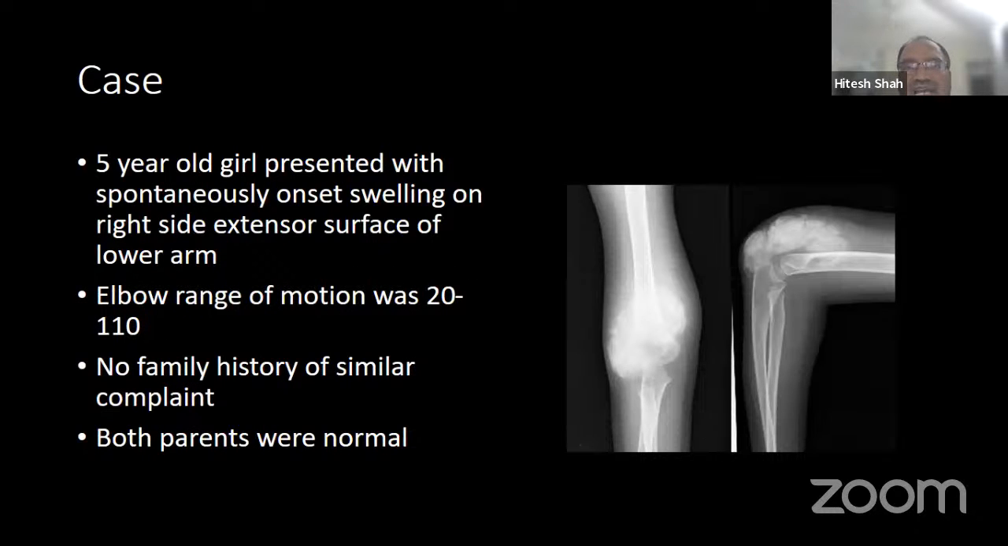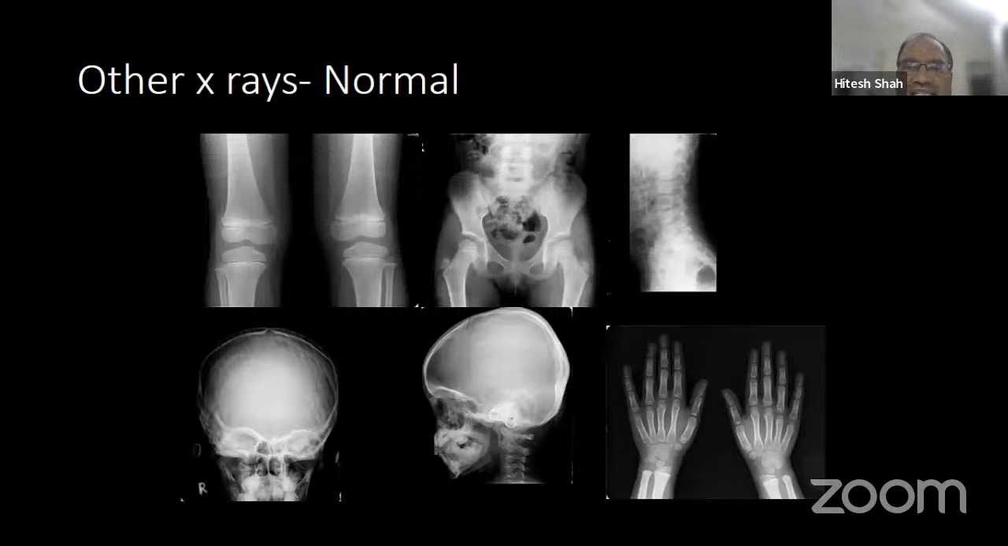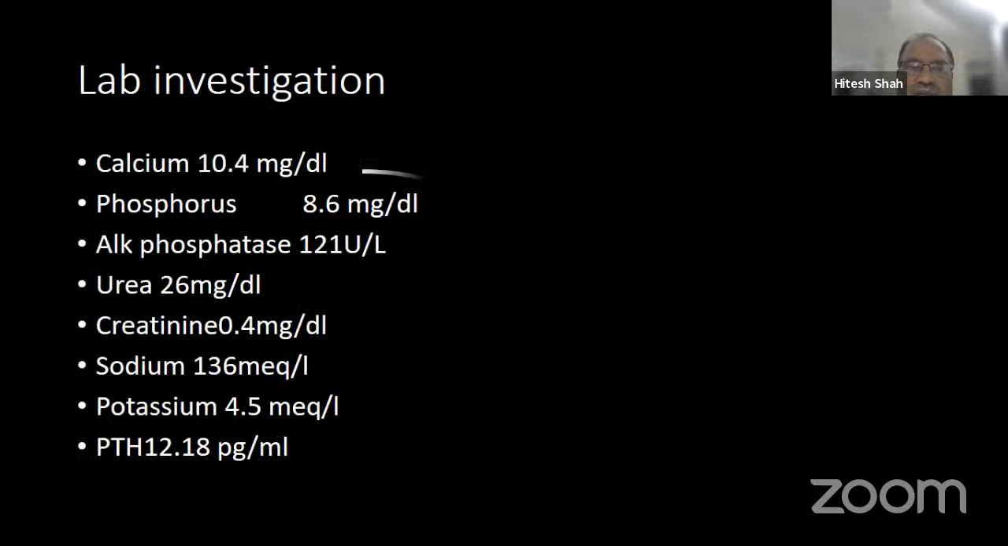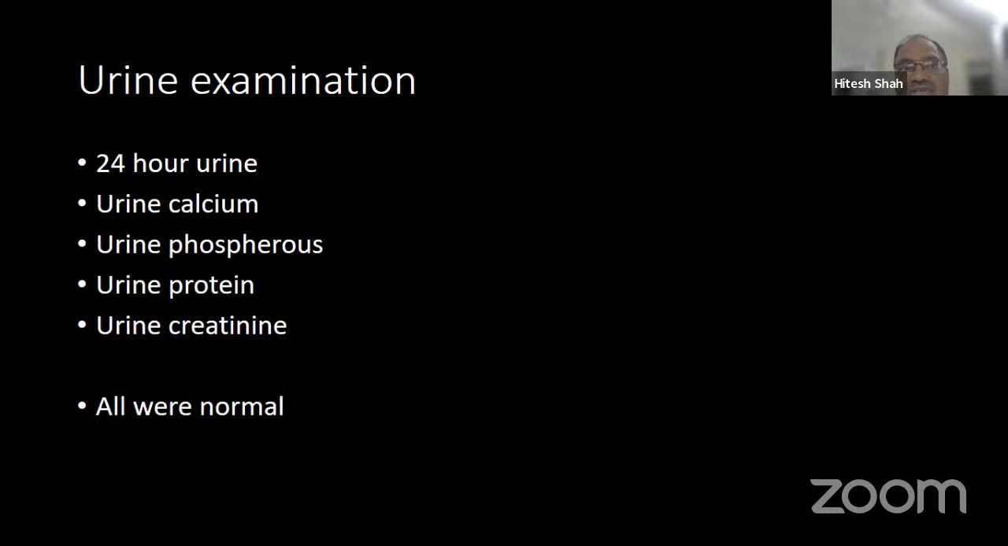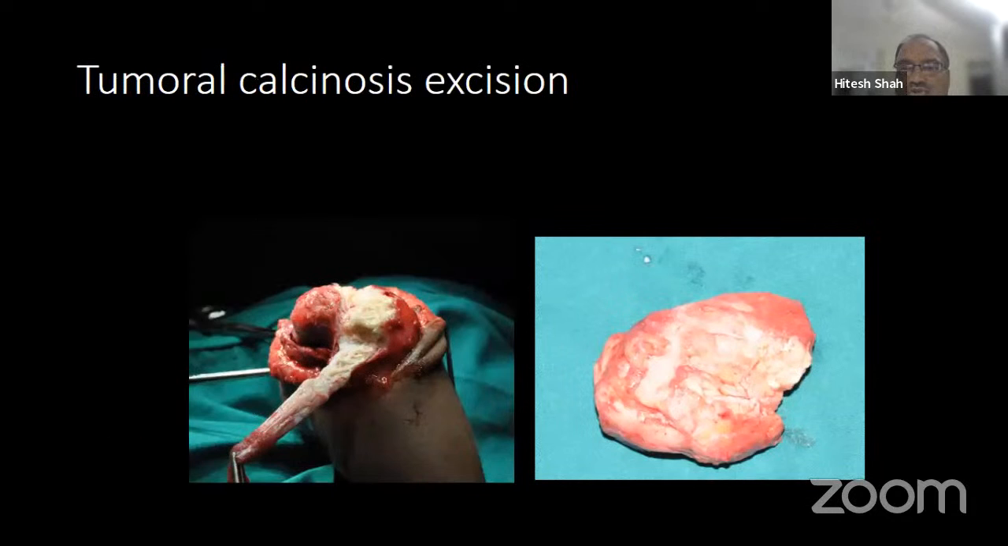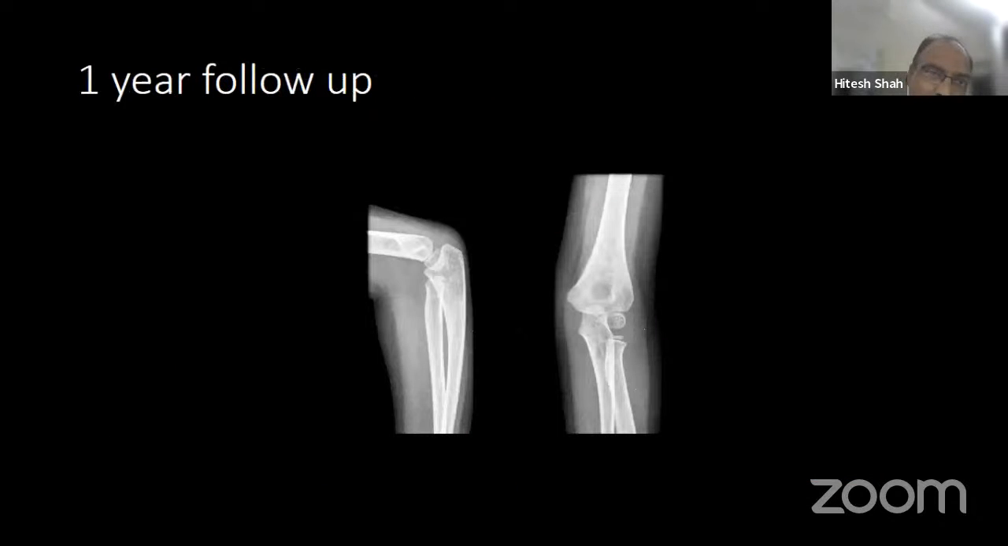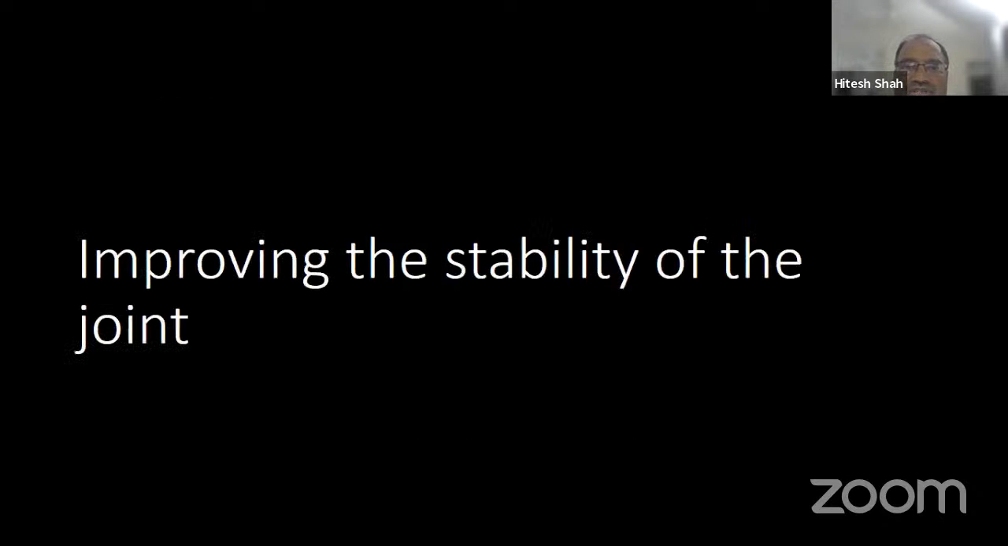This is an example. A 5-year-old child presented with triceps calcium. This child presented like myositis ossificans, but myositis ossificans is very common on the front side, not on the back side. If you see the skeletal survey, it was essentially normal. But the phosphorus was very, very high, so the child was treated with a phosphorus binding agent, and later the mass, the tumorous calcinosis, was excised, and at 1 year follow-up the child has a good, non-stiff, functional range of motion.